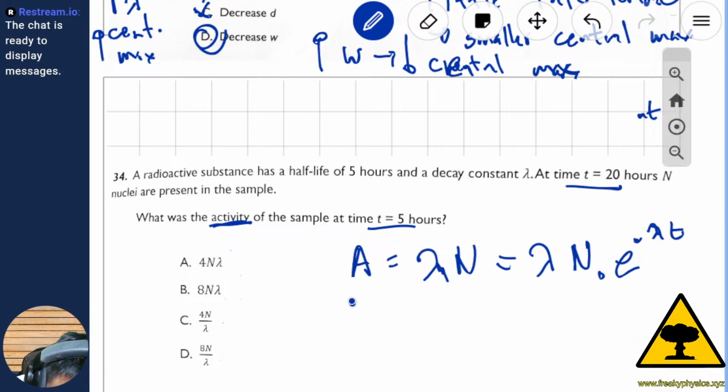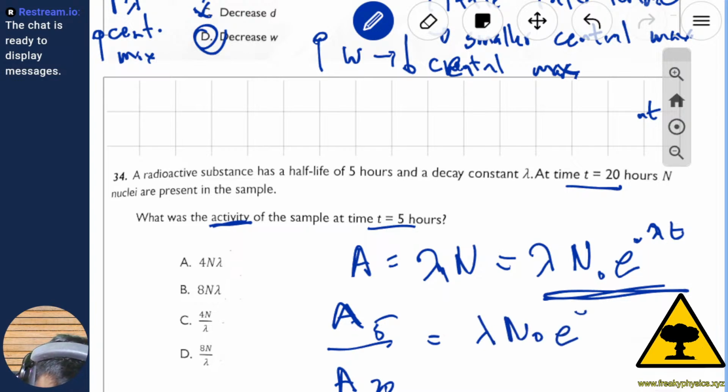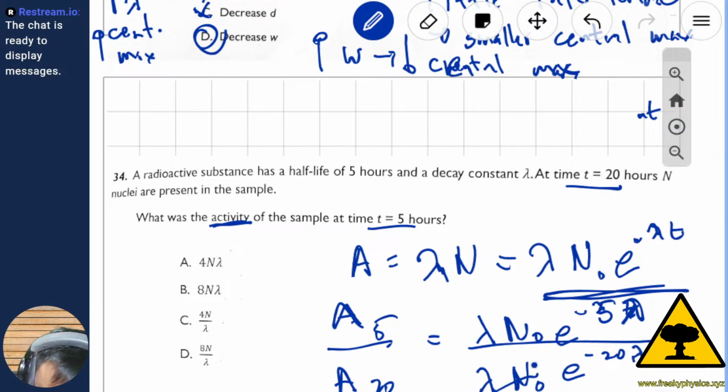So in this case, let's just say A at 5 hours divided by the activity at 20 hours. That should be equal to, we'll use this, lambda n0 e raised to negative 5 lambda, and then here on the denominator, we also have the same thing, lambda n0 e raised to negative 20 lambda. So this cancels out.